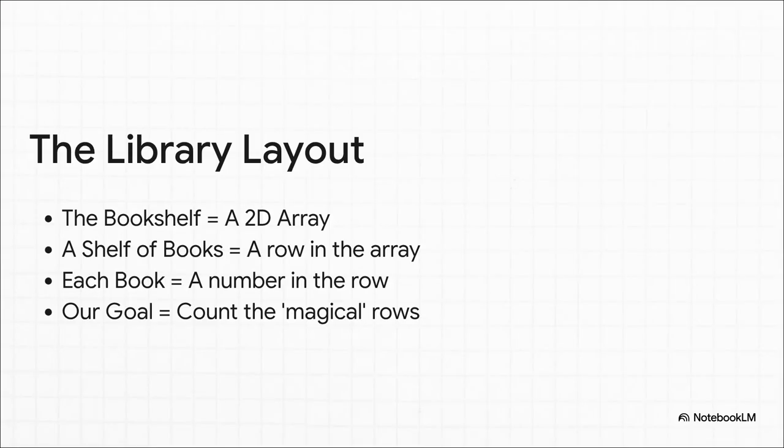Think of the entire bookshelf. That's our 2D array. Simple enough, right? And each shelf, well, that's just a row in the array. And every single book on that shelf is just a number inside that row. So our mission is to go through this data and count up how many of those rows are magical.